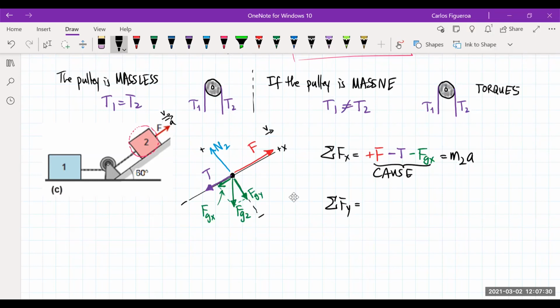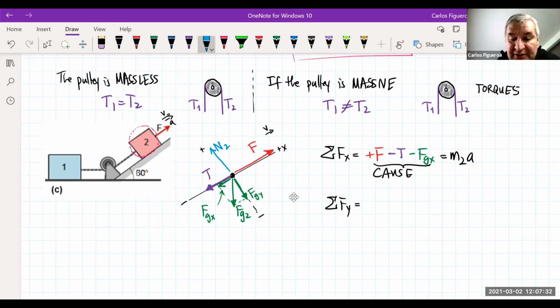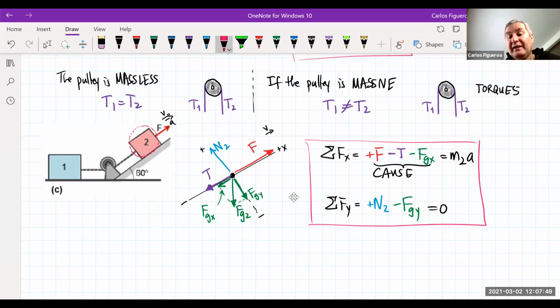And then when I look at the vertical ones, why is this thing in static equilibrium vertically? Because N2 balances out FGY. And this guy is 0. That's Newton's second law. And I really wanted you guys to conceptualize this because the next chapter is ruthless.